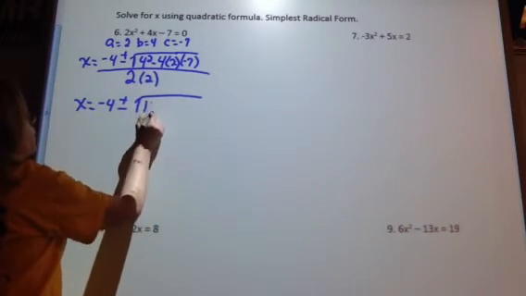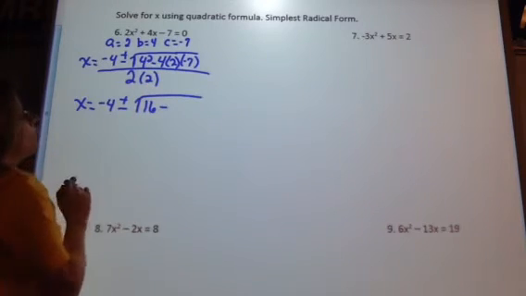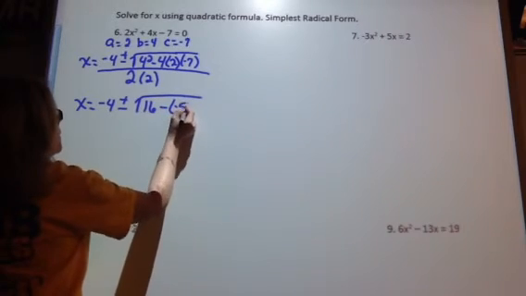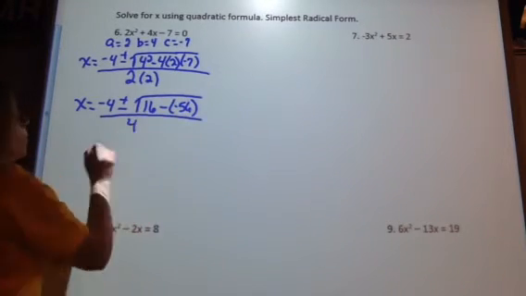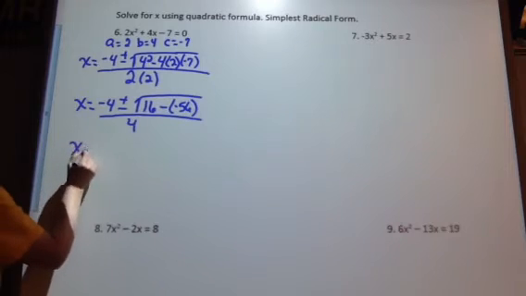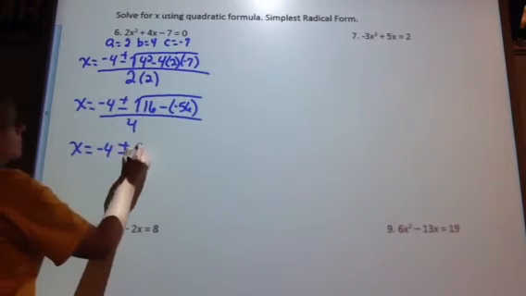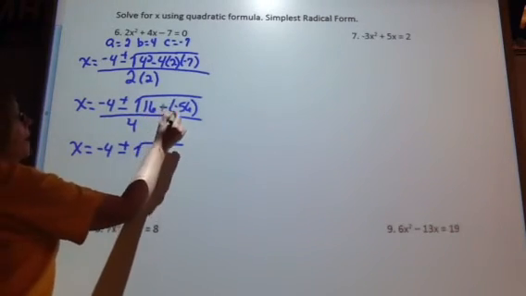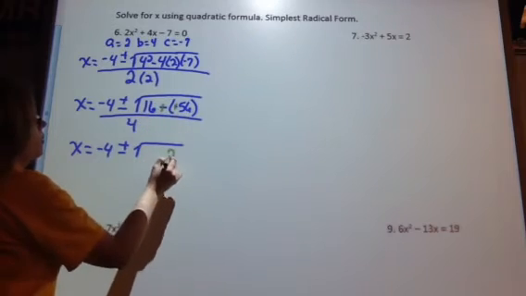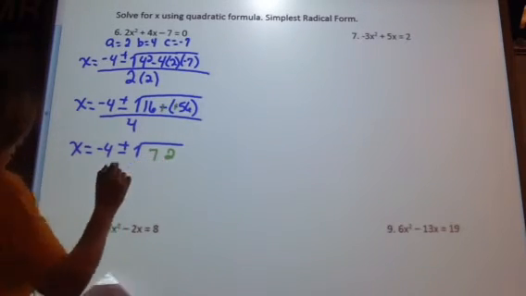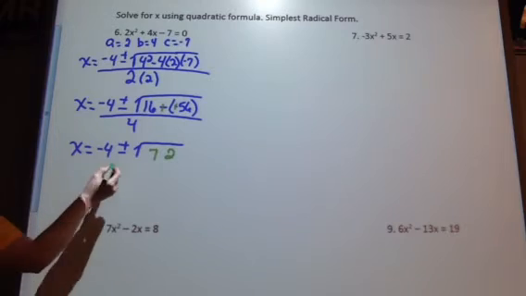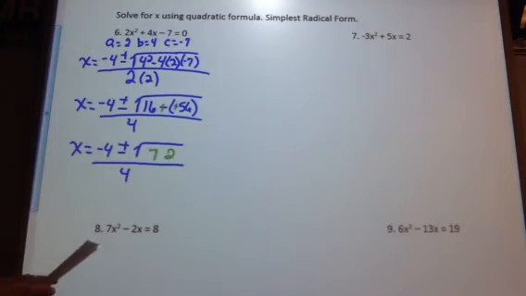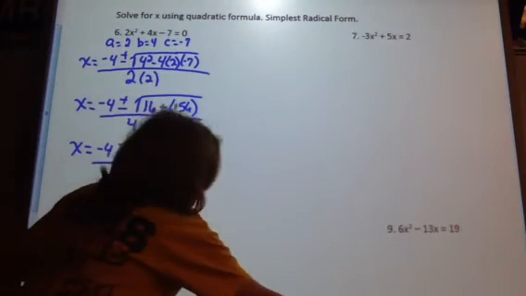So we have 4 times 4, which is 16. 4 times 2 is 8. 8 times a negative 7 is a negative 56, all over 4. Always add its opposite. So what we have here, 16 plus 56, is 72, is that right? Yep, square root of 72 all over 4.